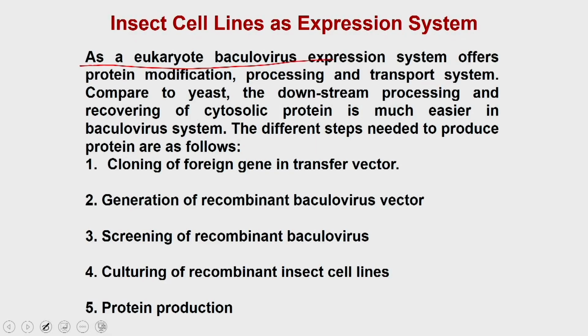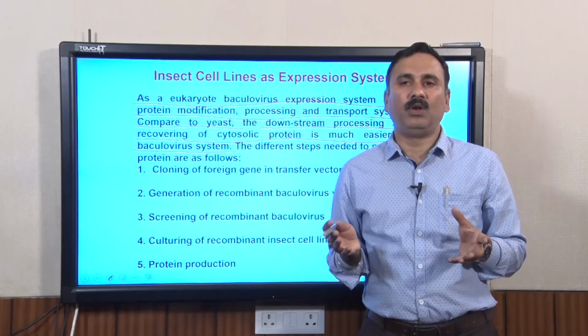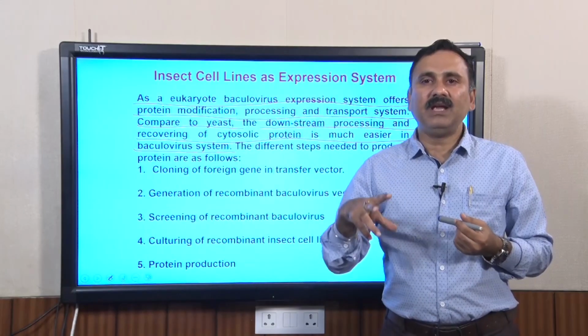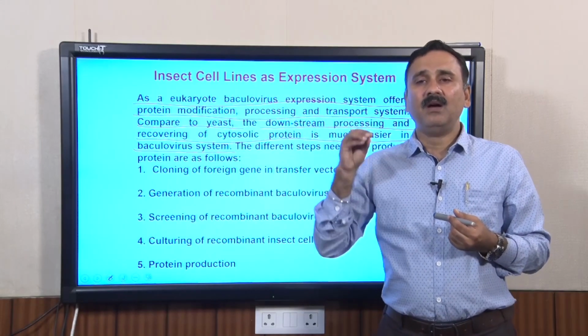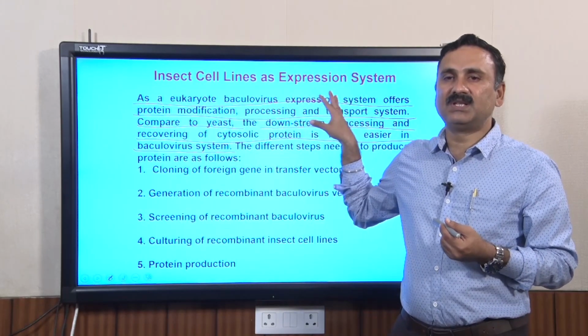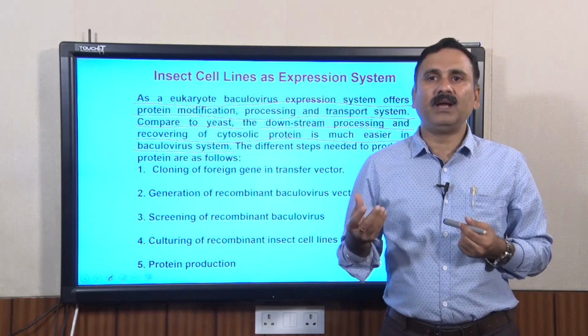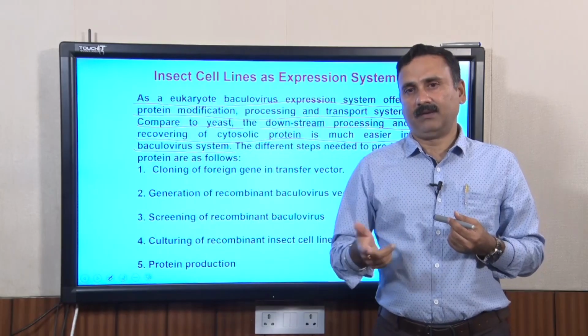So, as a eukaryote, this ubiquitous expression system offers protein modifications, processing and transport system. Compared to yeast, the downstream processing and recovery of cytosolic protein is much easier in the insect cell expression system. If you remember, we discussed that yeast has a very strong cell wall, and because of that the recovery as well as the processing of these cells is much more difficult, which is simplified in the bacterial expression system or the insect cell line as an expression system, because insect cell lines are easy to break and the recovery is much better.